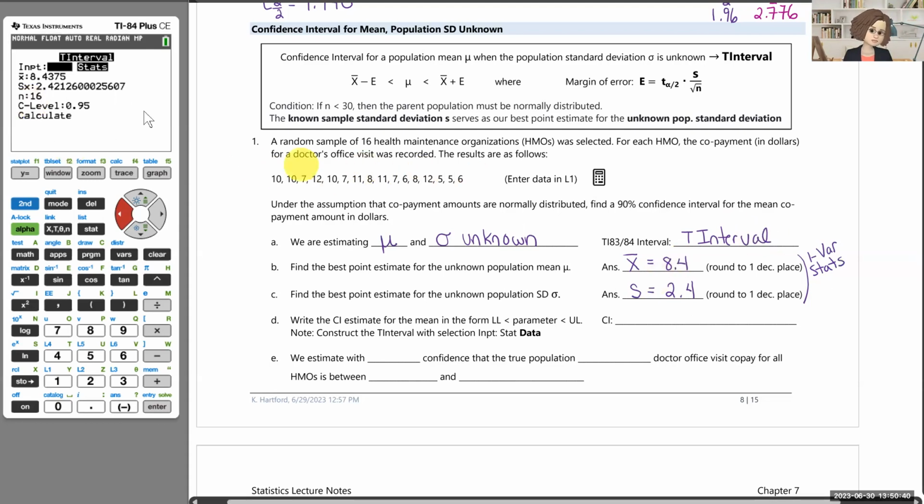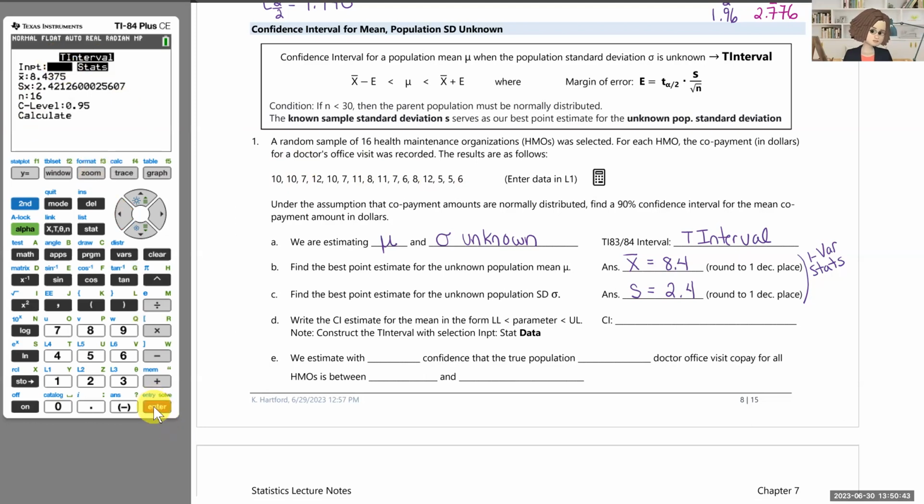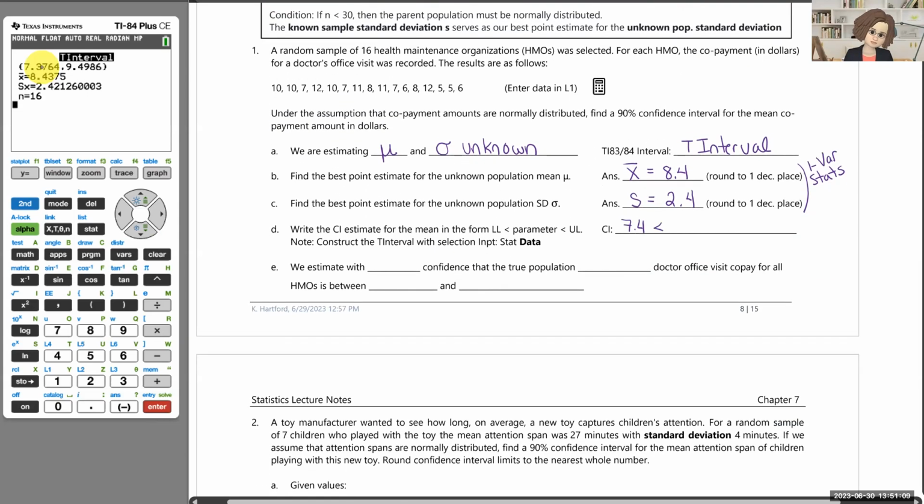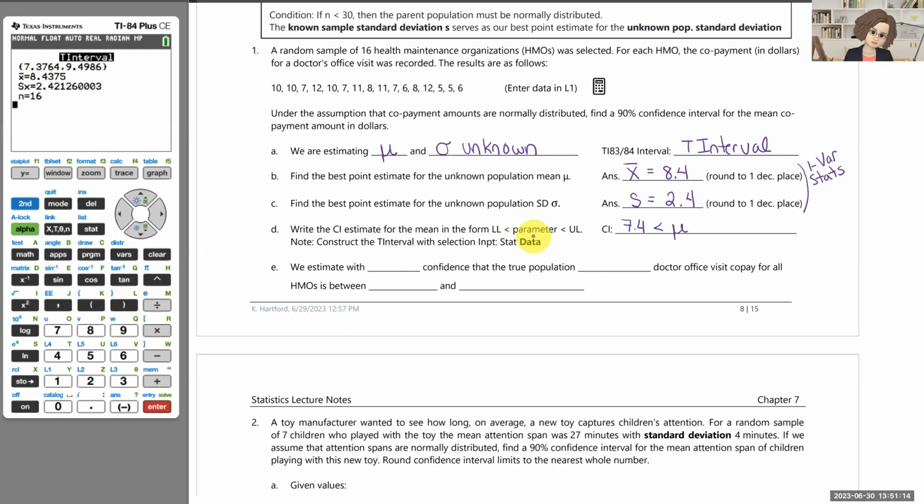So when we're given data, you always want to switch yourself over to data. And then list is L1, frequency will always be 1. Confidence level was 90%. And calculate. And we'll stick with rounding here to one decimal place. So that's 7.4 lower limit, less than, and the parameter I'm estimating is mu, and the upper limit there will be 9.5.